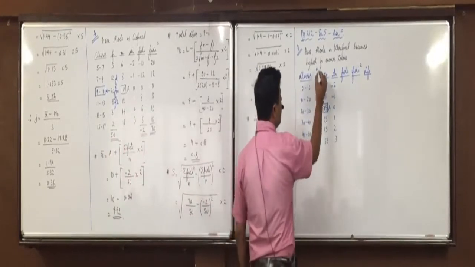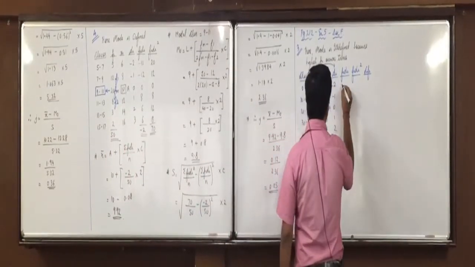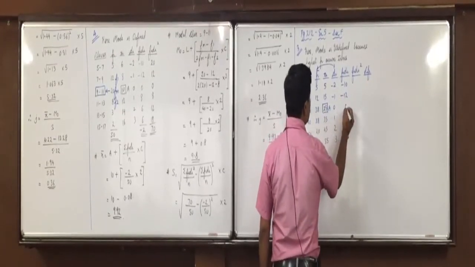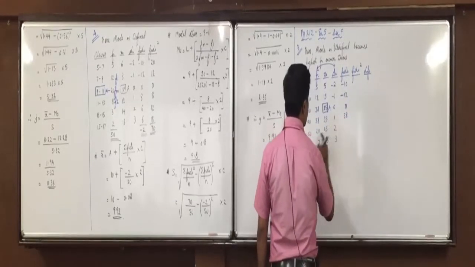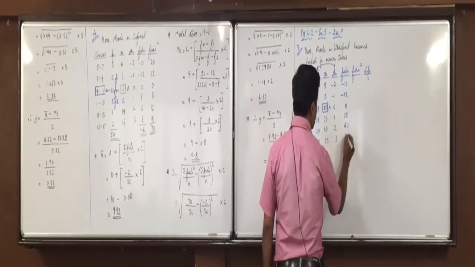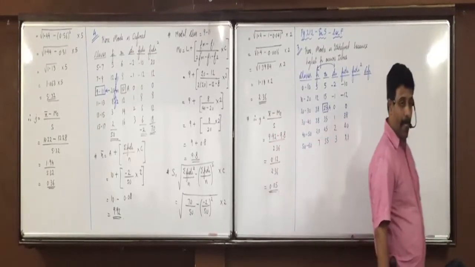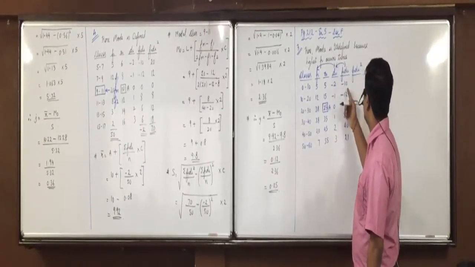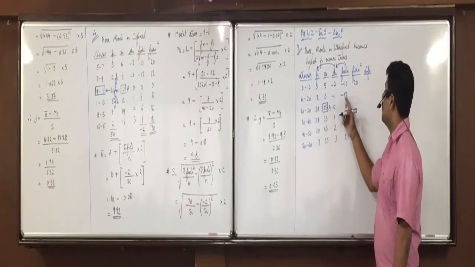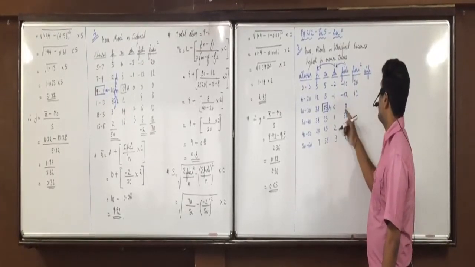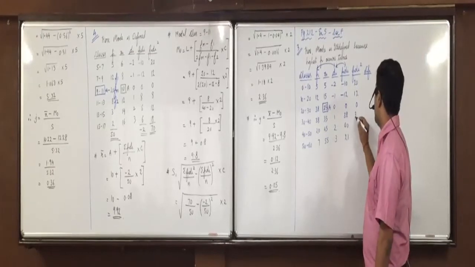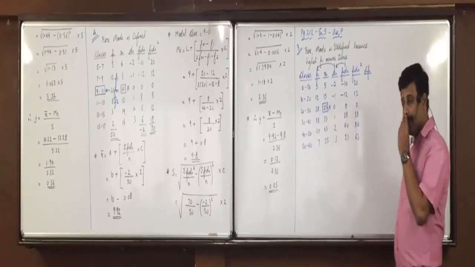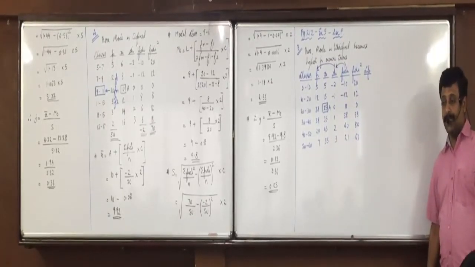Now fi di, so fi to be multiplied with di. 5 into -2, -10, 12 into -1, -12, 38 into 0, 0, 38 into 1, 38, 20 into 2, 40, 7 into 3, 21. Got it everyone? Now fi di square means fi di into di. So -10 into -2, 20, -12 into -1, 12, 0 into 0, 0, 38 into 1, 38, 40 into 2, 80 and 21 into 3, 63. Is everyone clear with this?